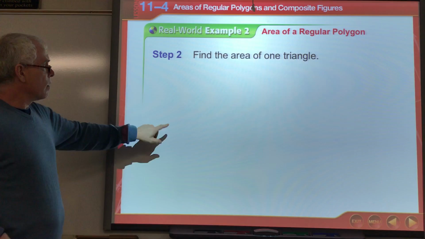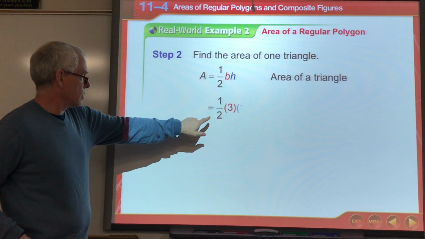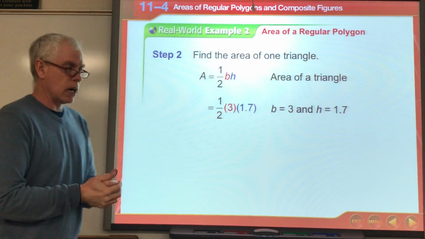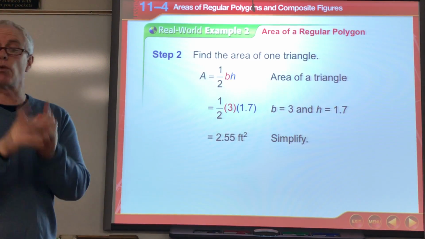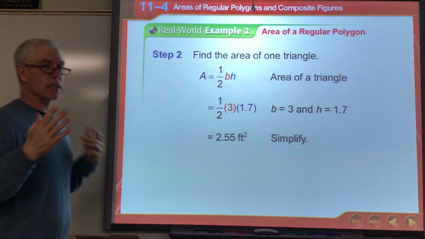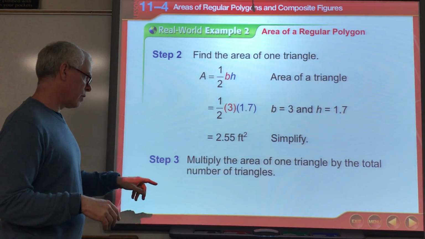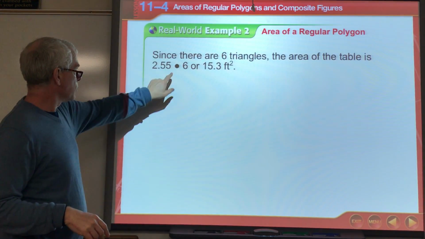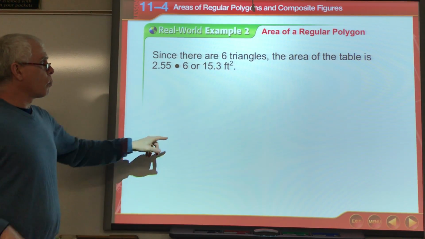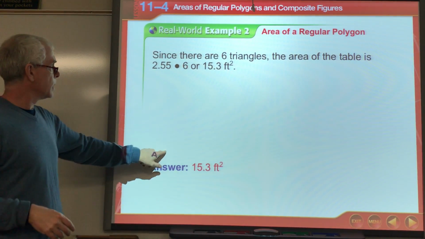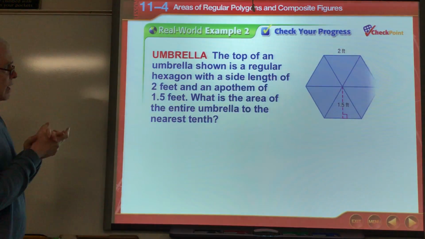Okay, so find the area of one triangle, half base times height. We said our base was 3 and that apothem was the height, 1.7. So you multiply that out and you get 2.55 square feet. That's one triangle. Well, there were 6 triangles there, so the area of that whole thing would be what I would get when I multiply that by 6, or about 15.3 square feet. That's one way to find the area of that regular polygon. Okay, so why don't you give that a shot?